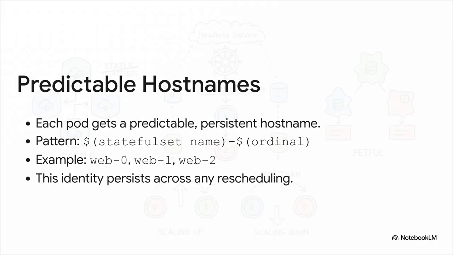And here's how it works. It's actually pretty straightforward. Each pod is given a predictable hostname. It's just the name of the StatefulSet followed by a dash and a number, starting from 0. So if your StatefulSet is called web, you'll get pods named web-0, web-1, web-2, and so on. And that name, that identity, follows the pod everywhere, even if it gets moved to a completely different server.